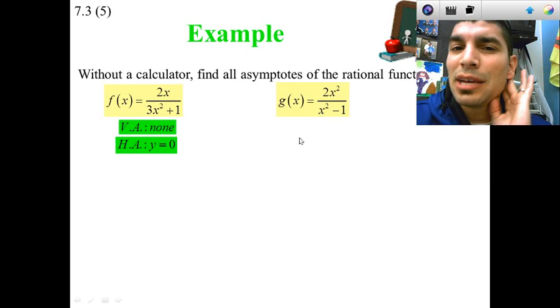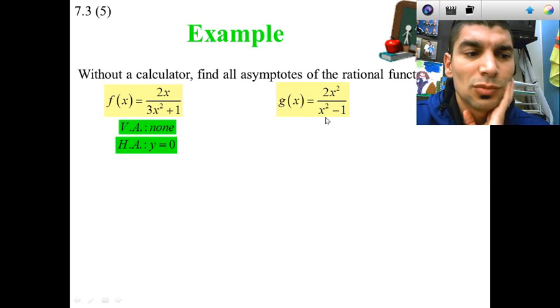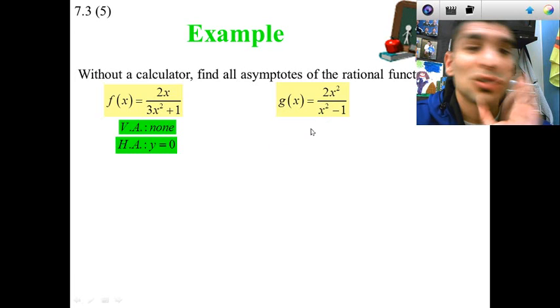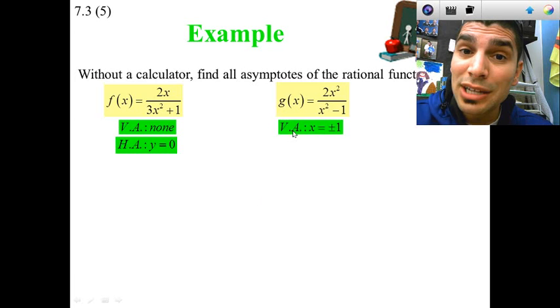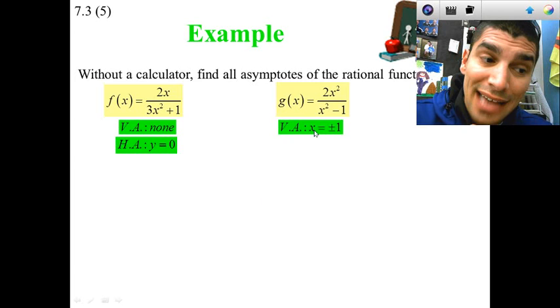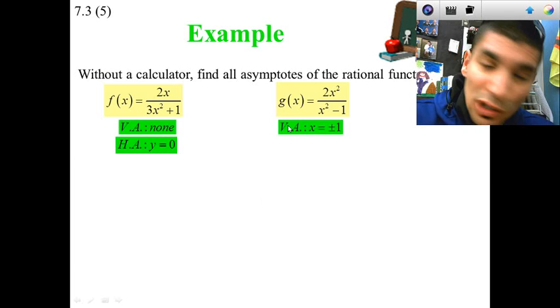1 or negative 1? So there's 2 vertical asymptotes here. Don't forget to label which is which. The asymptotes are x equals, remember I have to know which one's the vertical. VA is going to be vertical asymptote.